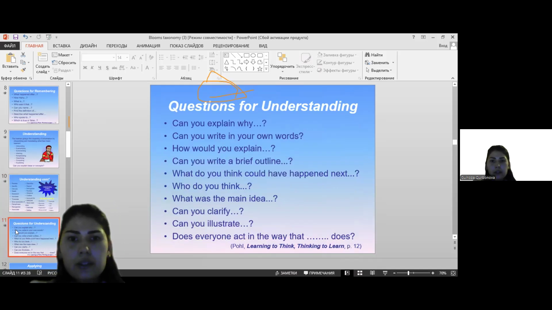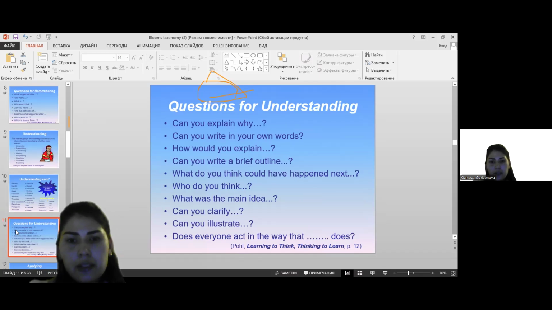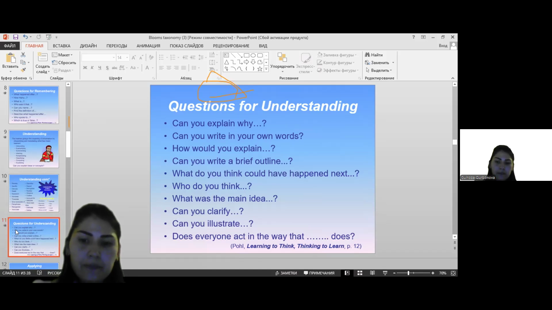Questions for understanding. Can you explain why? Can you write in your own words? How would you explain? Can you write a brief outline? What do you think could have happened next? Who do you think? What was the main idea? Can you clarify? Can you illustrate? Does everyone act in a way that does?